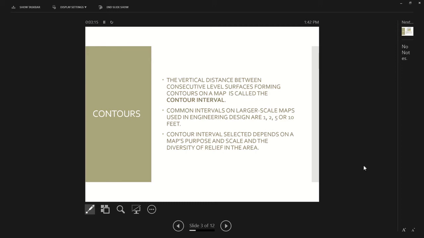But if we're working in an area that's relatively flat, like a farm field or something like that, we might have 1 foot contours or even half-foot contours just to see how much elevation change there is across that site, okay, and where water's draining and things like that. So contours shown in relief can change depending on the site itself.